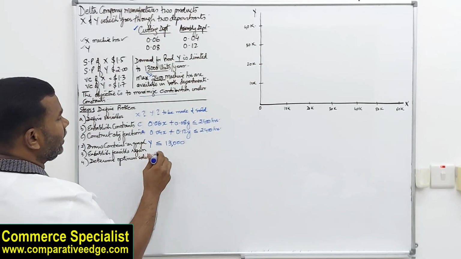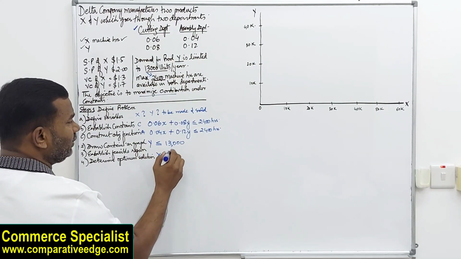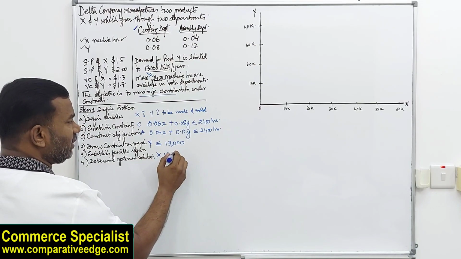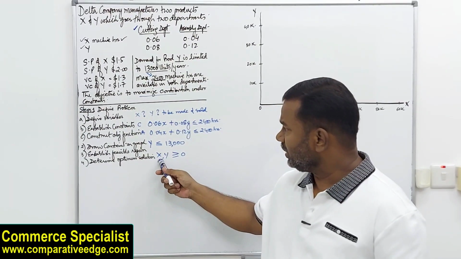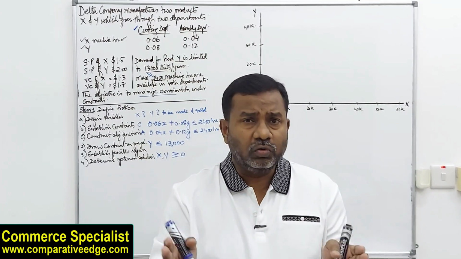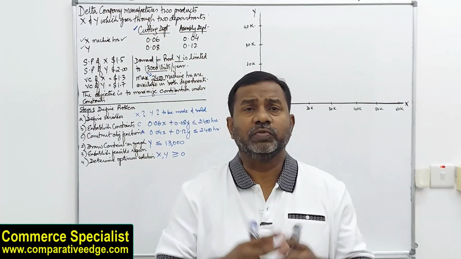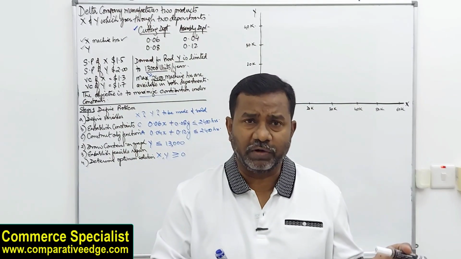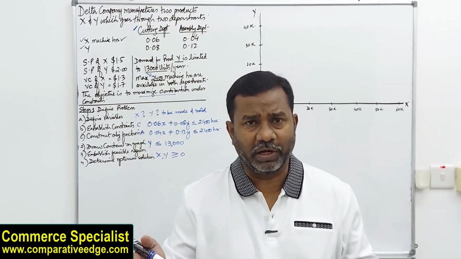And the most important is for X and Y, we call it the non-negativity constraints. This is known as the non-negativity constraints, meaning the production of X or Y units cannot be negative, which means we cannot make minus 2,000 units of X or minus 4,000 units of Y.